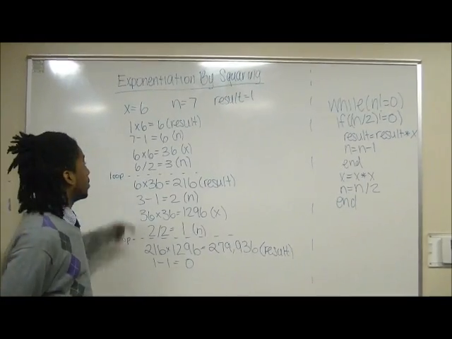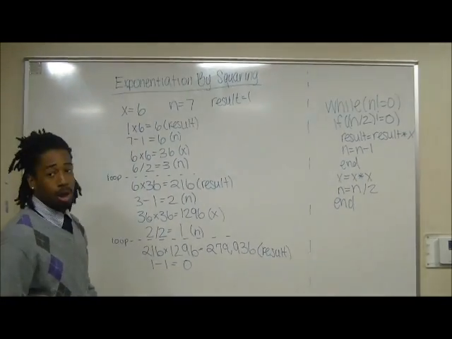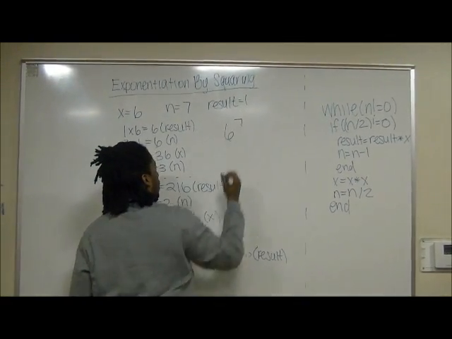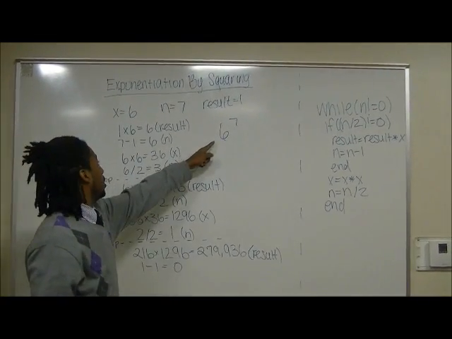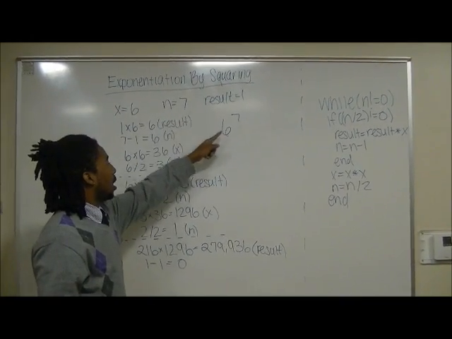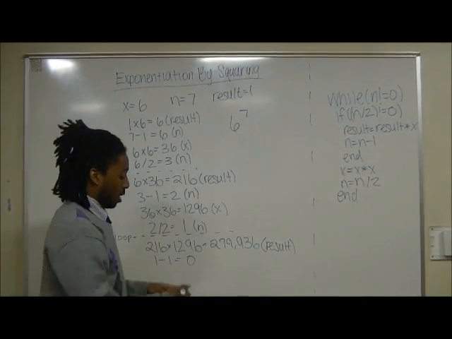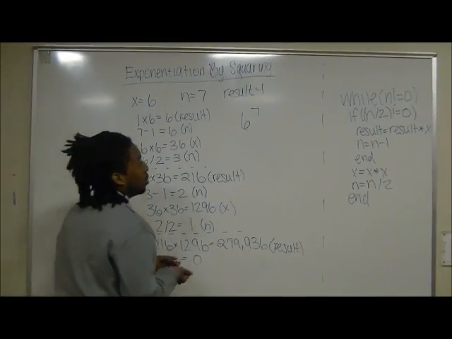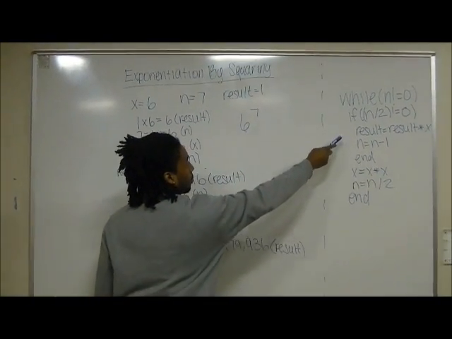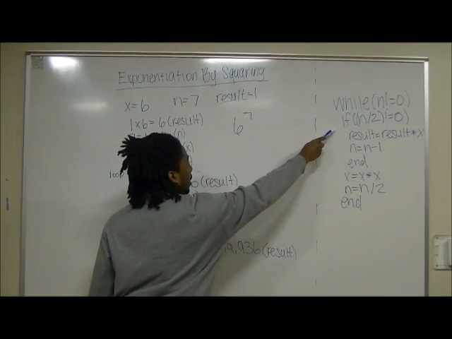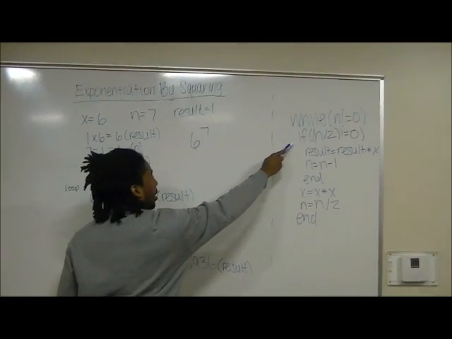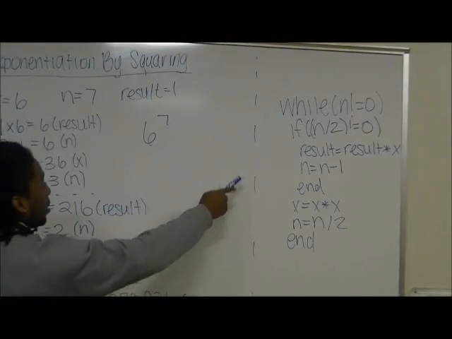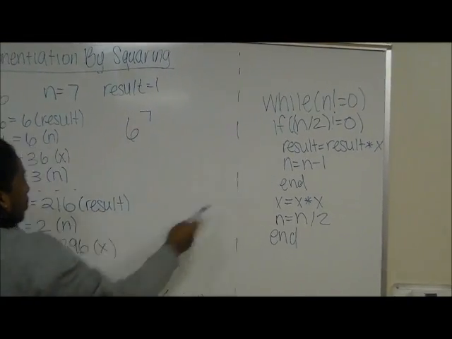Hello again. I'll be explaining the exponentiation by squaring algorithm. And to start off, we're going to be trying to find 6 to the 7th power. So we start off with assigning x to 6, n to 7, and our result by default will always be 1. So we start with the loop. 7 is not equal to 0. And this part of the code right here is to check to see if the number n is even or odd. Since 7 is odd, we'll do these 2 steps.